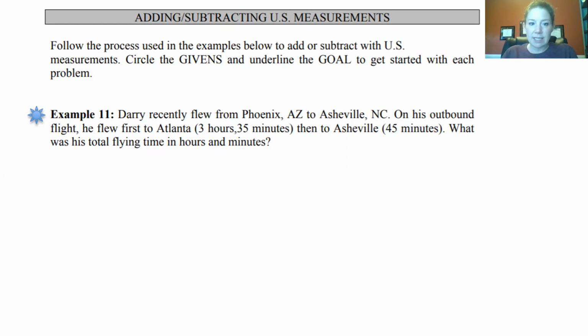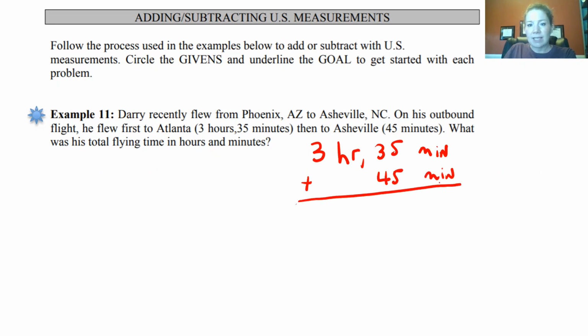All right, so Daryl recently flew from Phoenix, Arizona to Asheville, North Carolina. On his outbound flight, he flew first to Atlanta. It took him 3 hours and 35 minutes, and then he flew to Asheville for 45 minutes. What was his total flying time in hours and minutes? We know he had 3 hours, 35 minutes for his first flight, and then the second flight, he had 45 minutes. So that means he flew 3 hours, but then 5 plus 5 is 10.